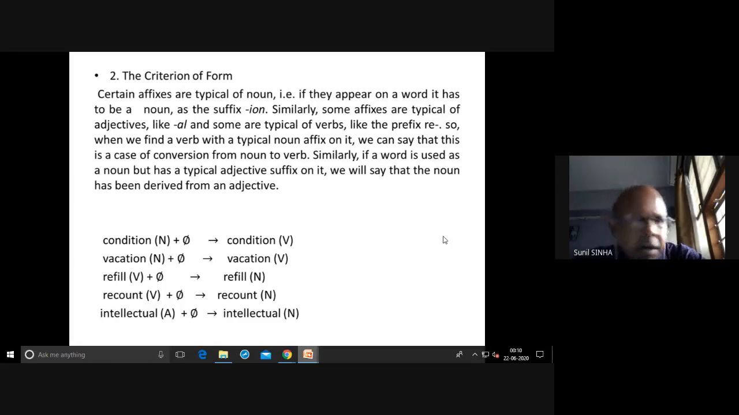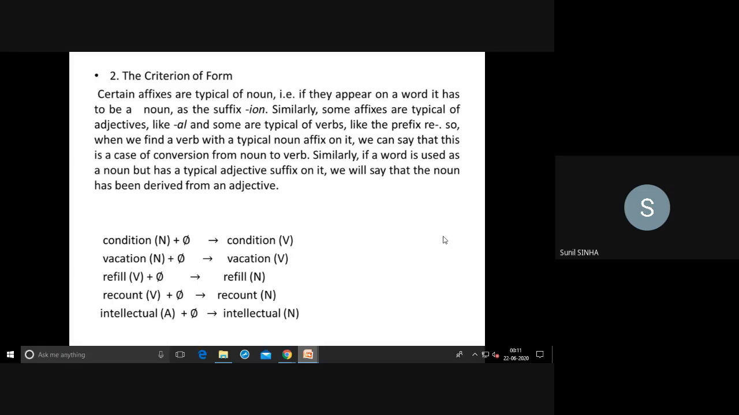Okay. If I can guess properly, what you are asking about is repetition. Repeat is an action, meaning wise and form wise also. It is a verb. Repeat is a verb, meaning wise.